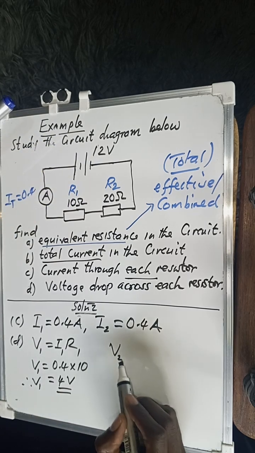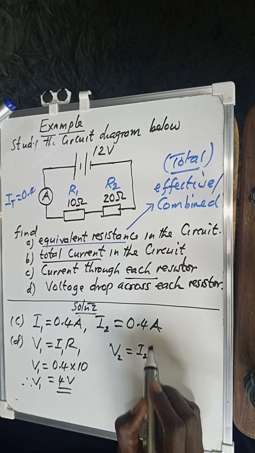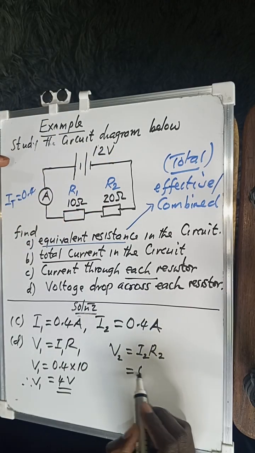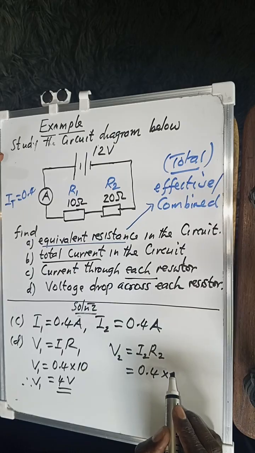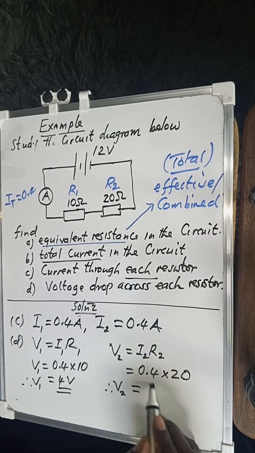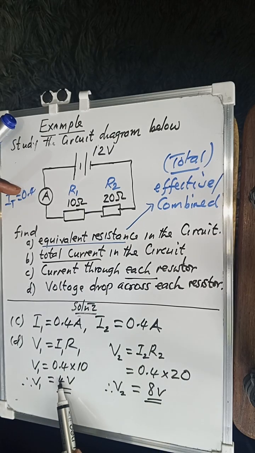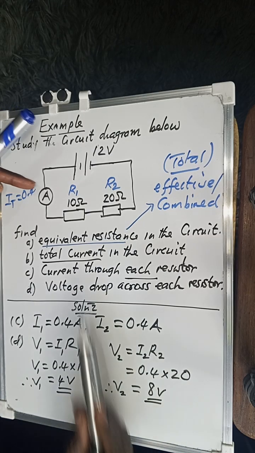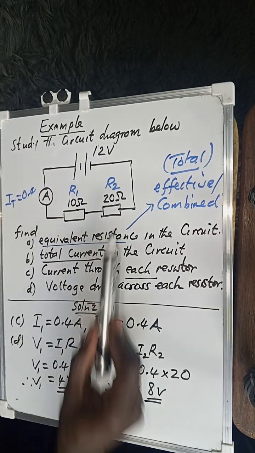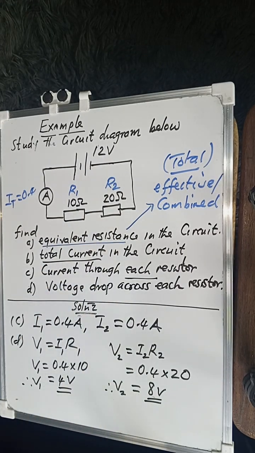What about the voltage across resistor 2? It will be the current through resistor 2 times the value of that resistor. So the current is 0.4 and the value of the resistor is 20. When you multiply that on your calculator, it will give you 8 volts. And remember, if you add 4 plus 8, it will give you 12, the total from the source. No wonder we said that for resistors in series, they divide the potential difference.